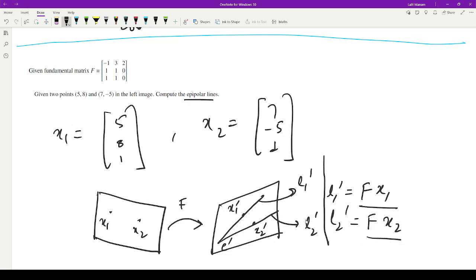So epipolar line can be any of the lines, right? Yes, both lines are epipolar lines. For a given point x1, the epipolar line is L1 prime. For a given point x2, the epipolar line is L2 prime. Got it. And all epipolar lines intersect at E prime.